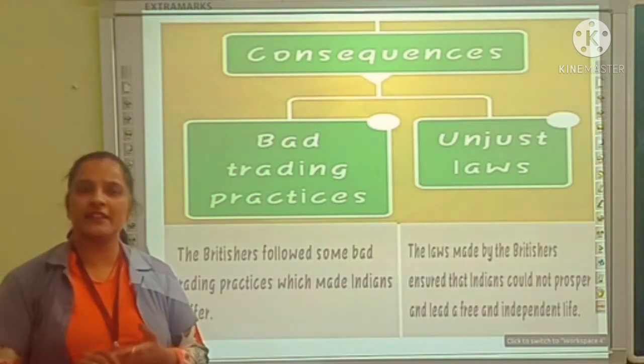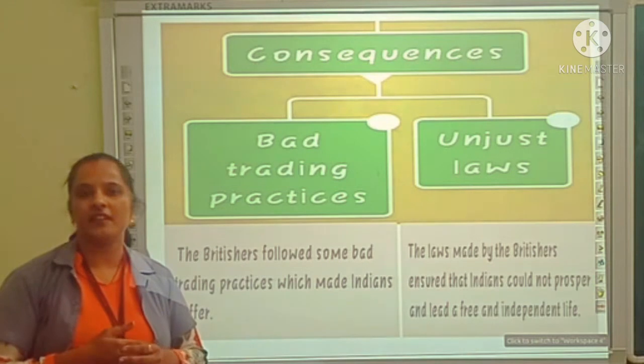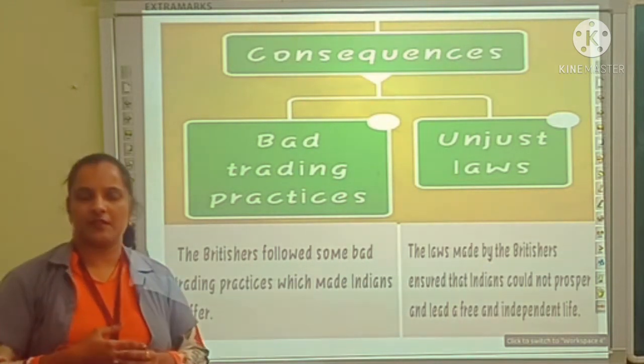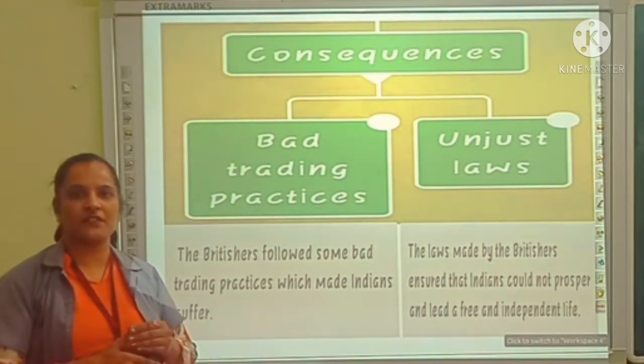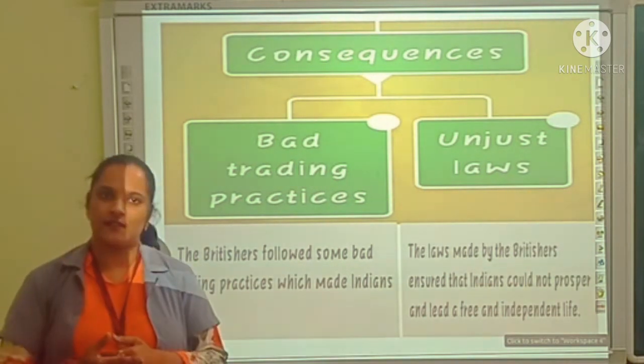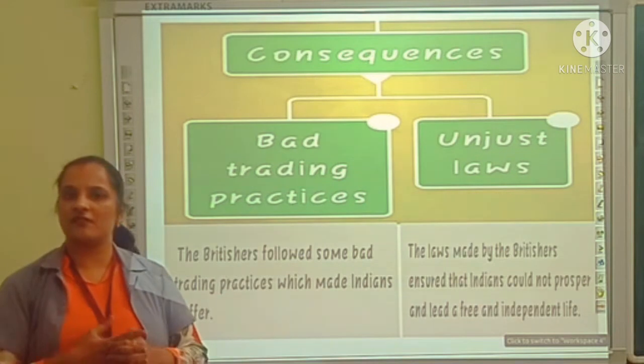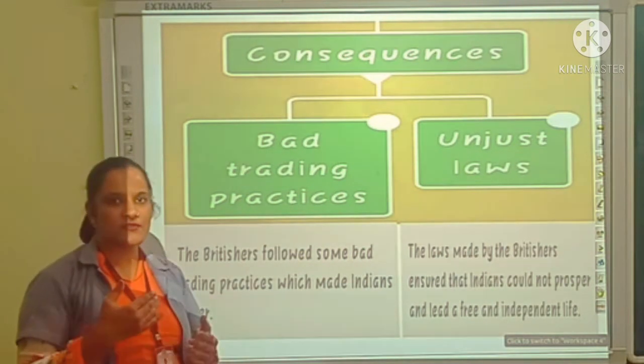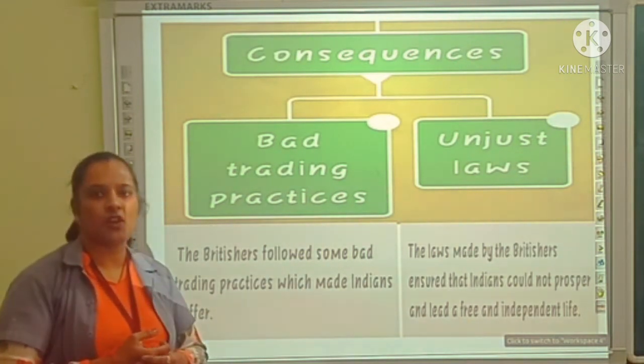First of all, the Indian farmers were forced to produce, meaning they were under pressure. They were forced to produce those crops that the British demanded. And which crops were they? Those were indigo and cotton.